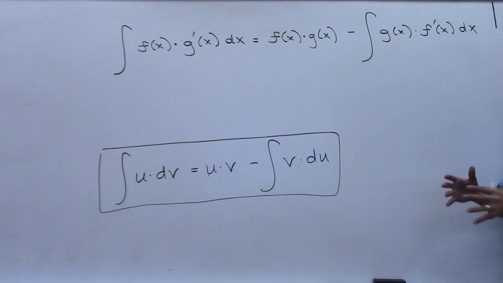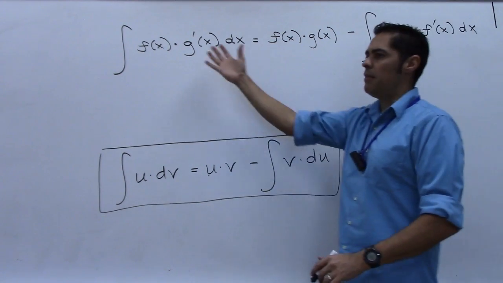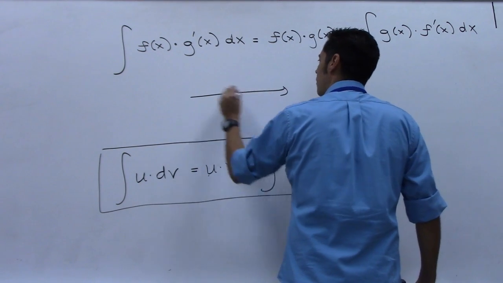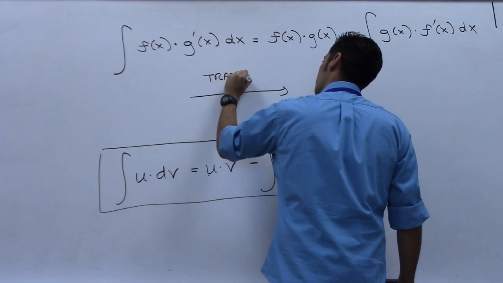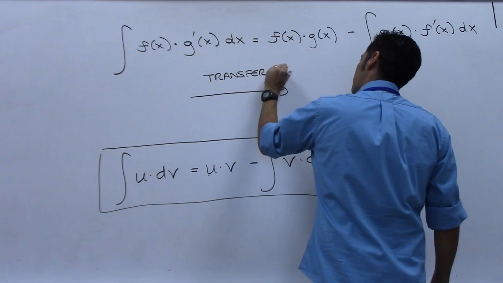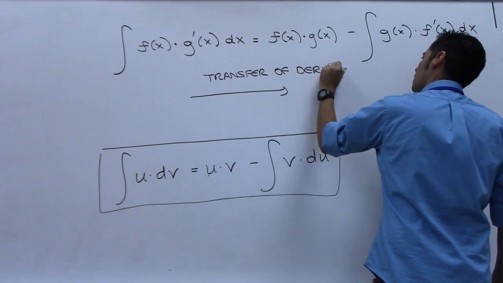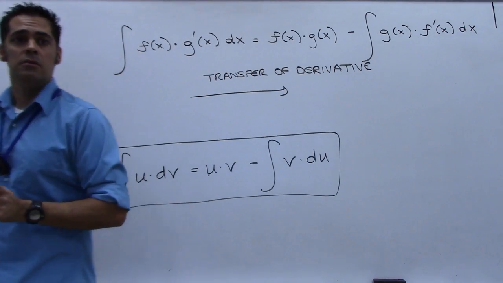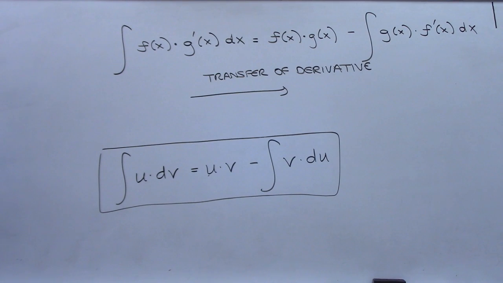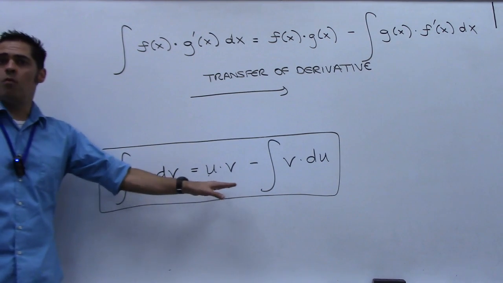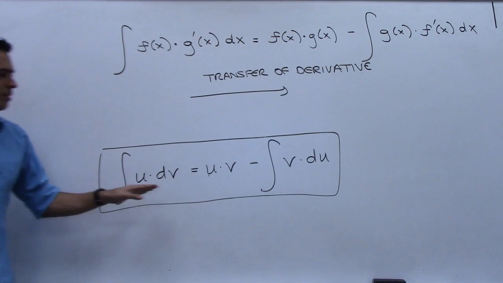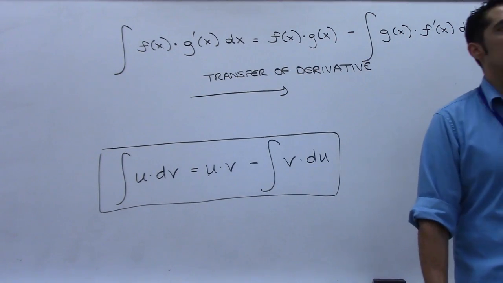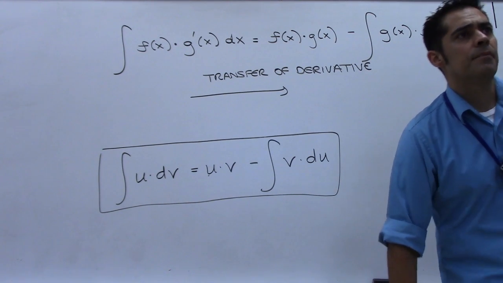But it doesn't always work. That's what I said. It has to look a certain way for this to be valuable to us. All right, so the integration by parts formula is what we call a transferring of the derivative. We are transferring the derivative from one function to the other. Now, this formula is the one that I said you need to memorize. And the reason is because there's a little cute saying that you can memorize to help you with the formula, which is right there.